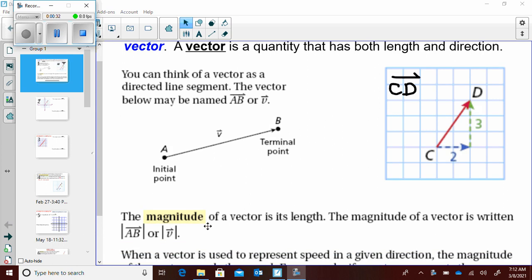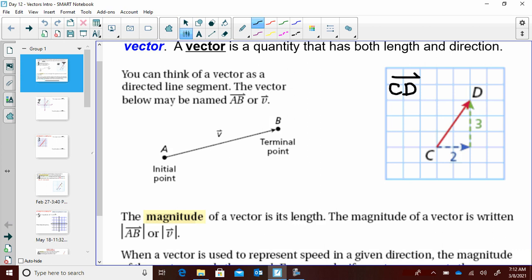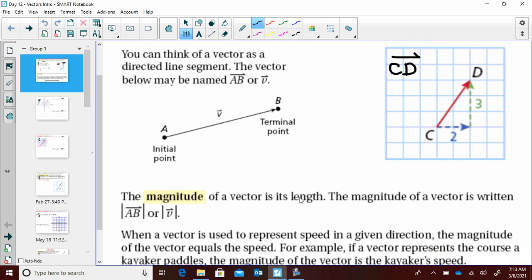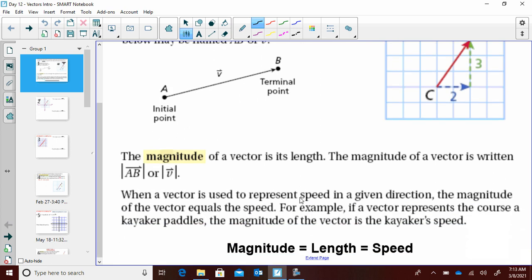It's also known as the magnitude. The magnitude of a vector is just a length. So magnitude and length are the same thing, okay? And it will have a direction. So it could say the kayak went 20 degrees north of west at 3 miles per hour for 5 hours, right? So it has speed, it has length and magnitude all being the same, but they just call it the magnitude.